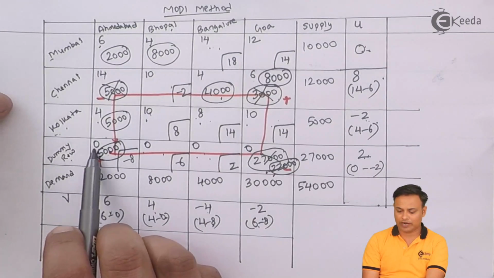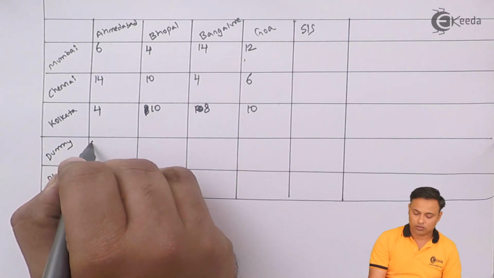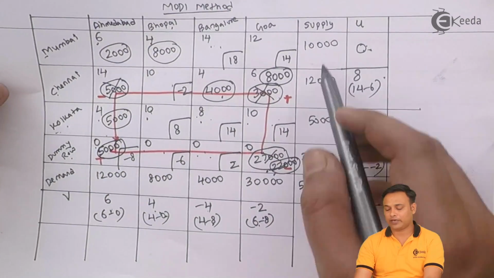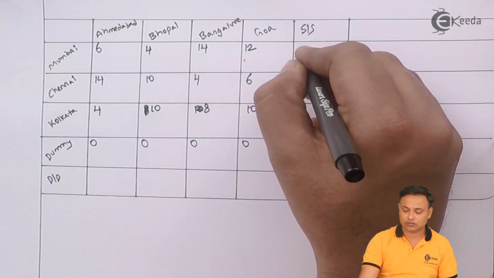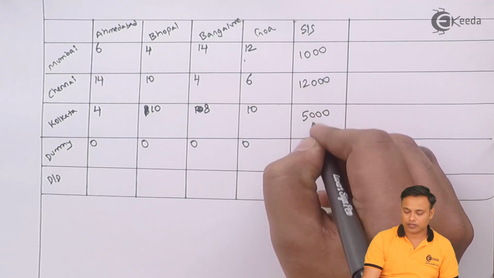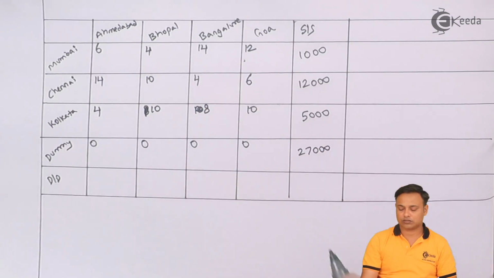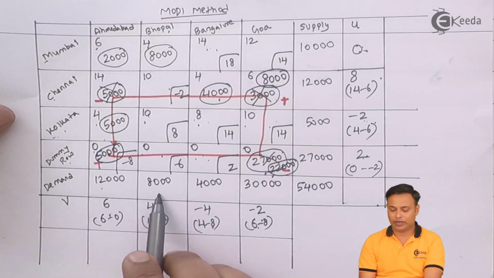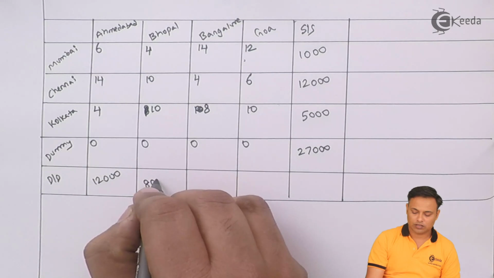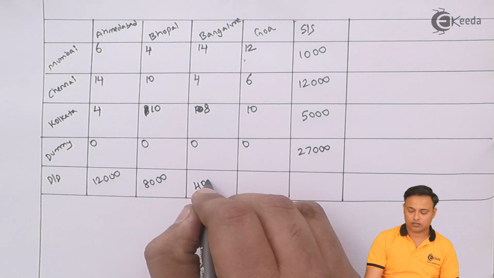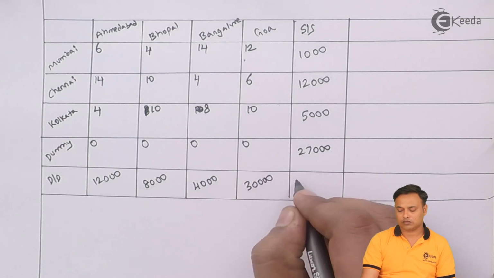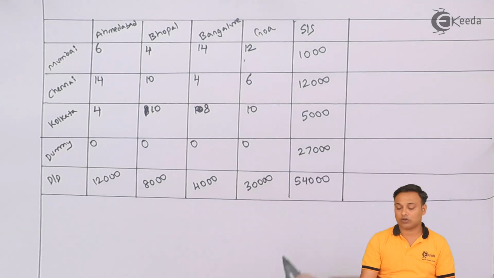And then we had a dummy where we had 0, 0, 0, 0. And here was my supply 10, 12, 5 and 27,000. And here we had 12, 8, 4 and 30, which comes to 54,000.